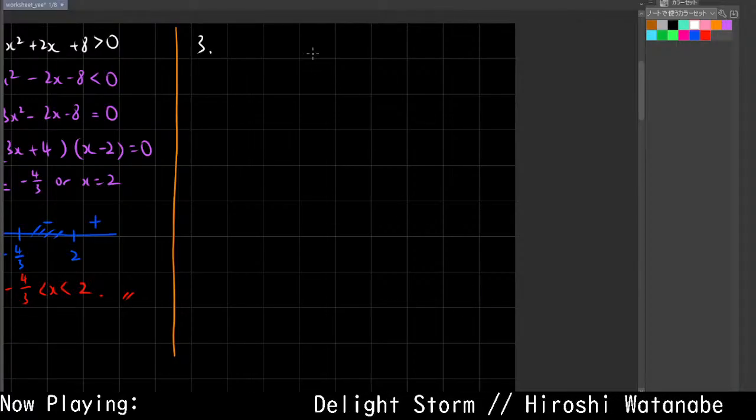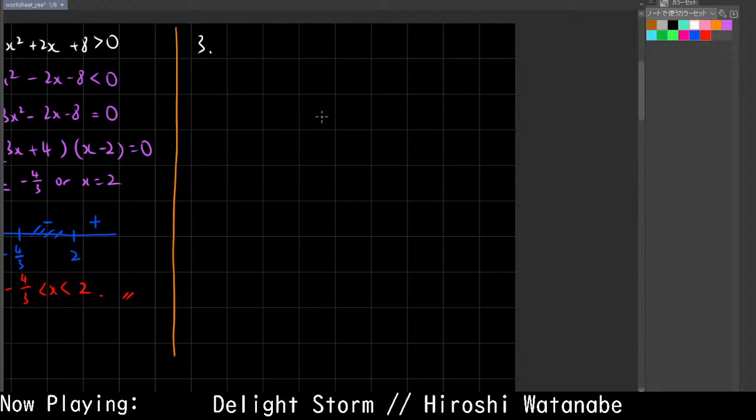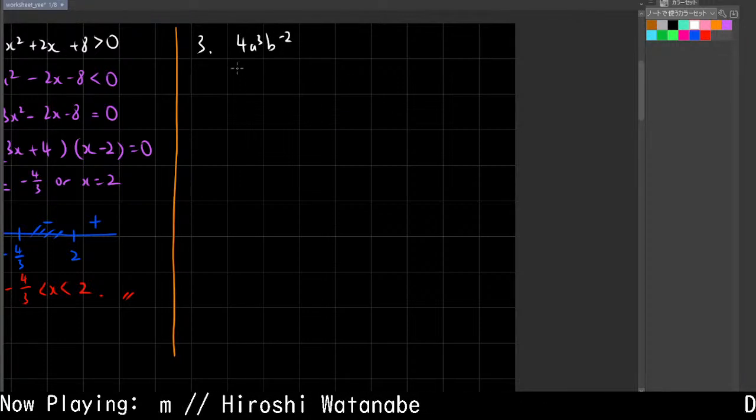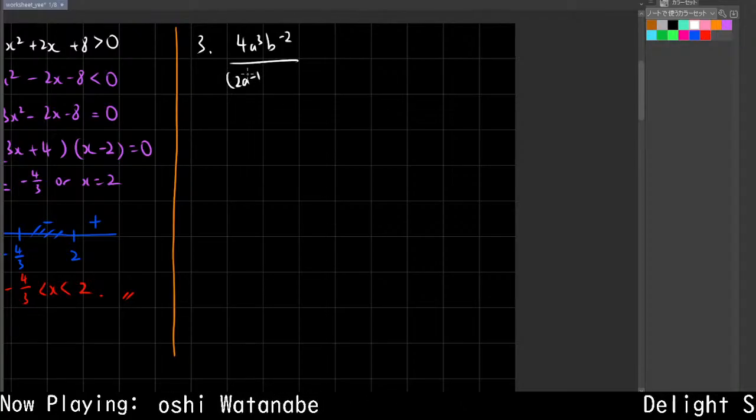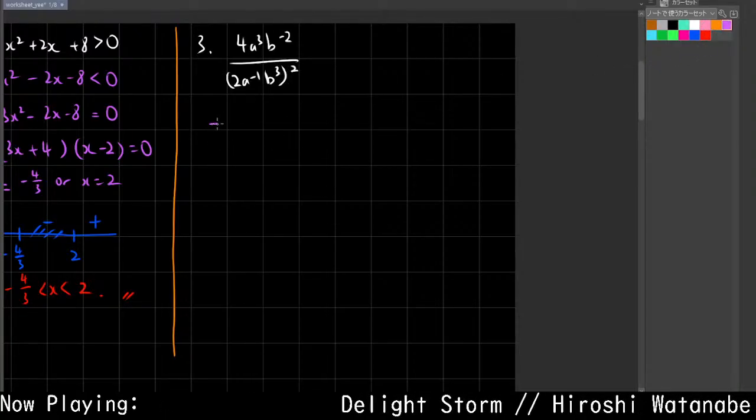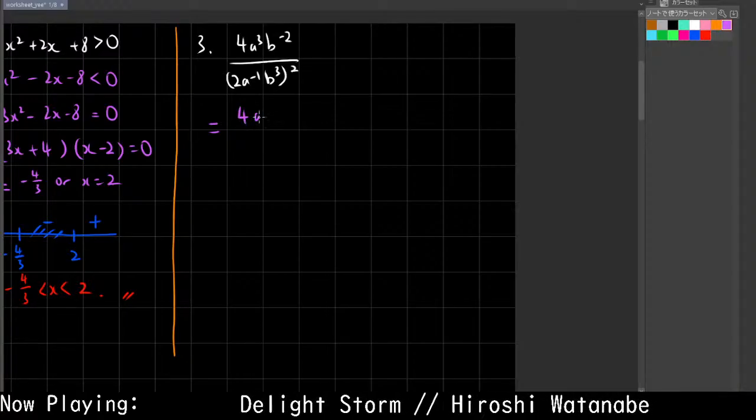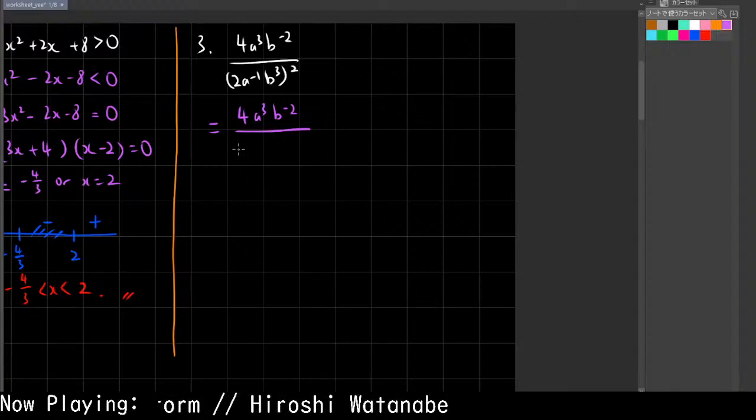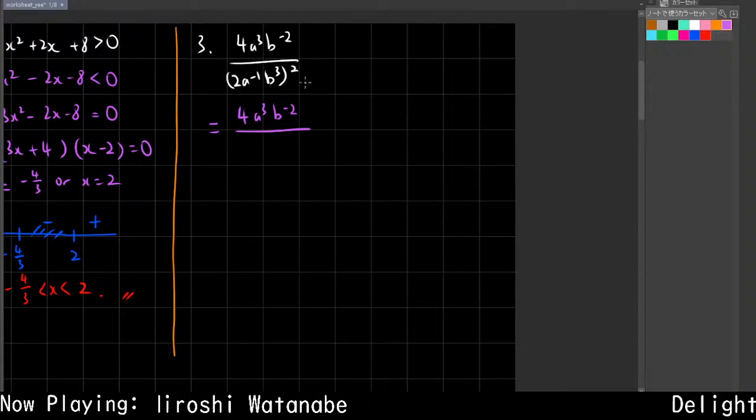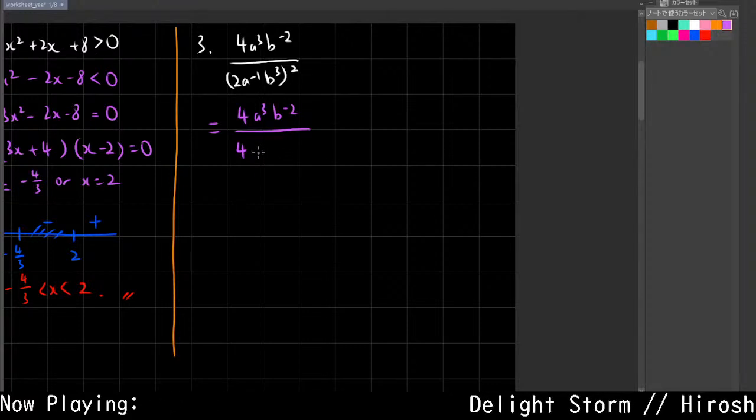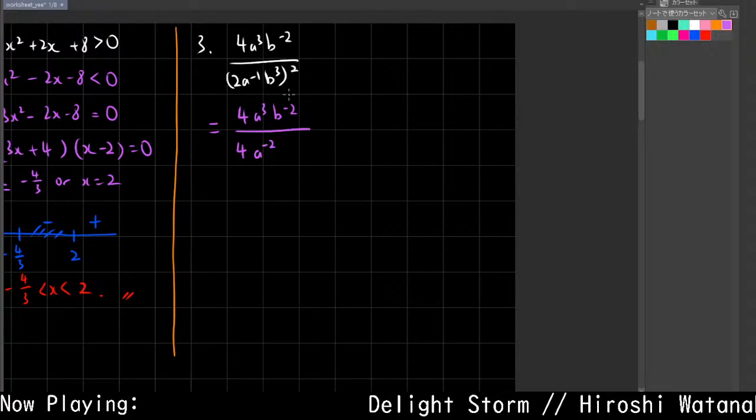Okay, let's continue. The expression is given as 4a cubed b to the power negative 2 over 2a to the power negative 4 b cubed, all to the power 2. So this should be equal to, your top will stay the same, your bottom, since it's a bracket outside, you apply the power to each term inside: 2 squared becomes 4, a to the power negative 1 squared, multiply the powers together, negative 2, and 3 times 2 you get 6.